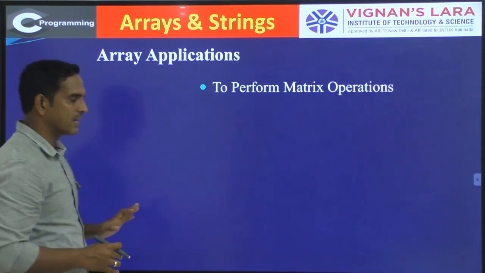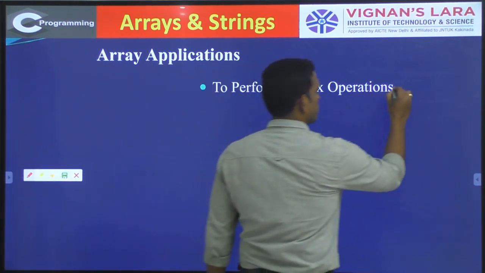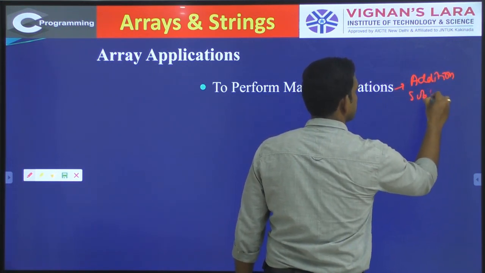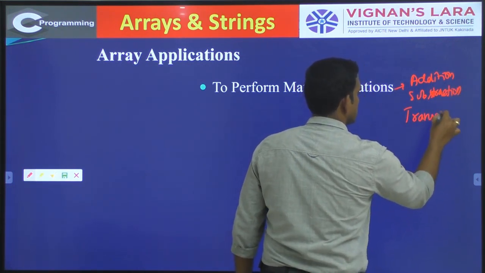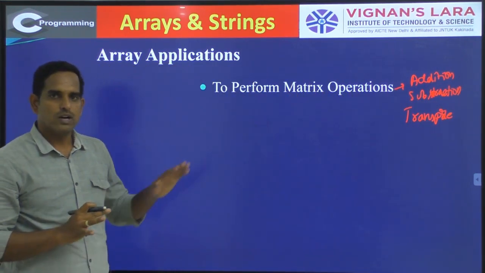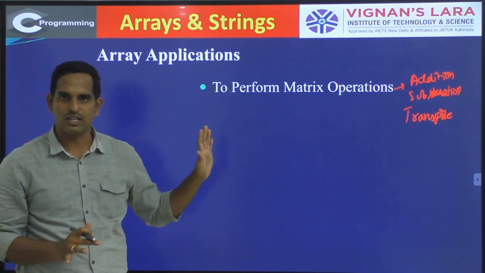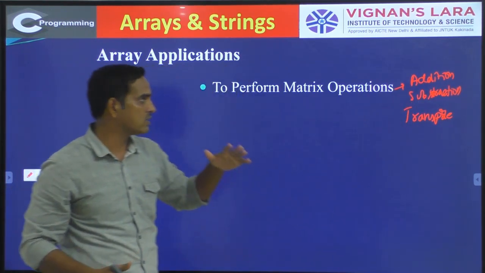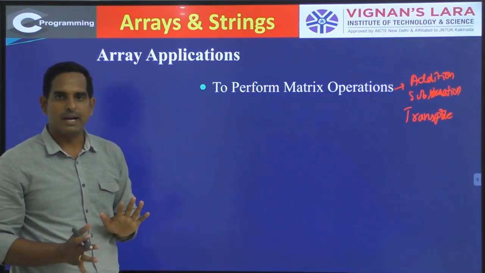The second application you can perform by using your arrays is matrix operations. You can perform matrix addition, subtraction, transpose, rank. Like this you can perform any number of matrix operations. I will give you just an example of matrix addition now, how to perform it in C language. In future you should be able to write programs for subtraction, transpose, multiplication and other matrix operations.